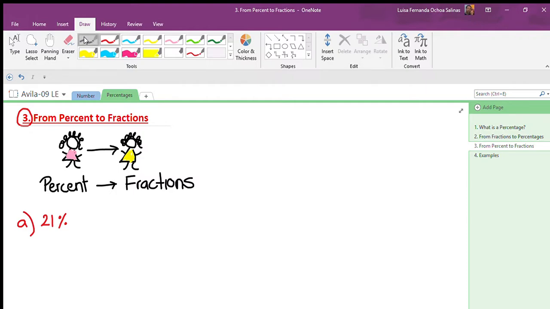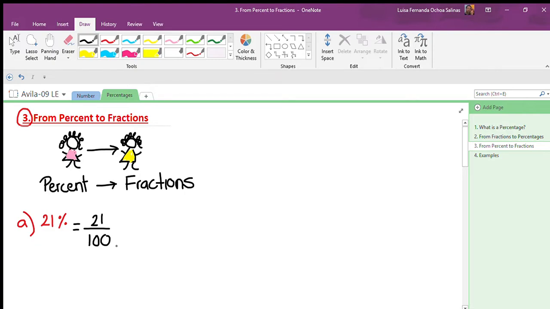So it's similar to what we were doing before. We know that 21% means 21 per 100 or 21 out of 100. So how do we do this? We say 21% is equal to 21 out of 100. And that's all we have to do. Your questions are going to ask you to simplify this fraction. In this case, we can't simplify this one.